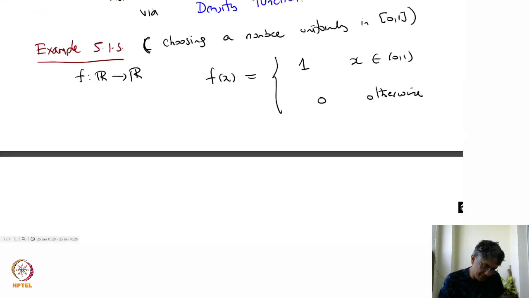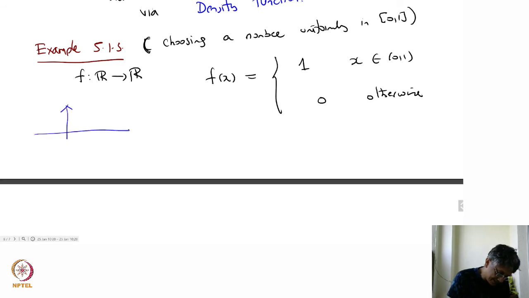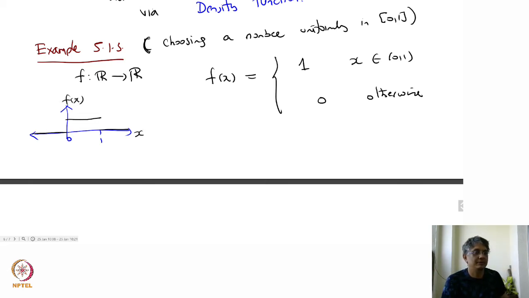So let me just draw a graph of the function. The function is on the x-axis like this. The points 0 and 1 are here. The function is 1 on the interval 0, 1 and 0 outside. That's how my function looks. Very good.